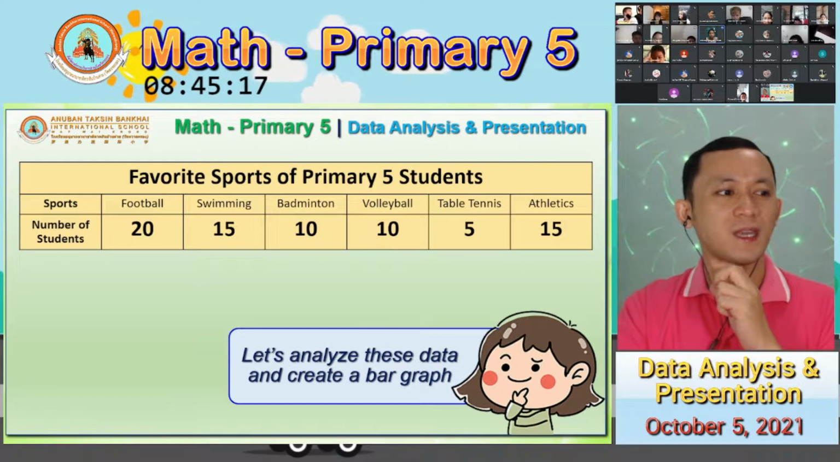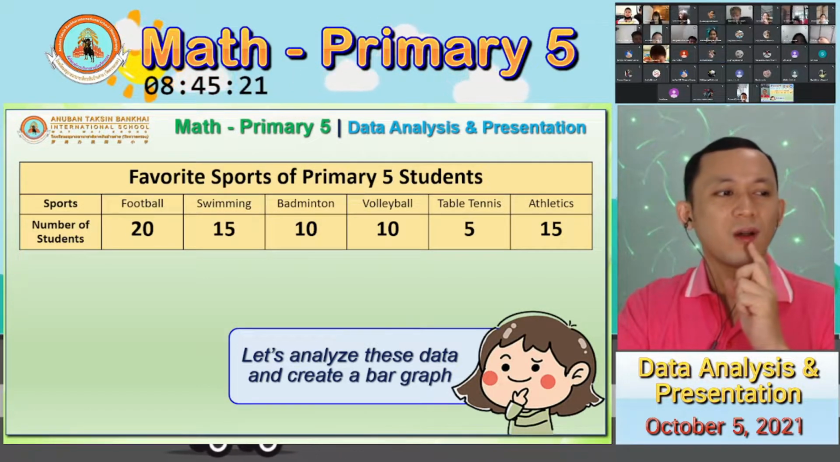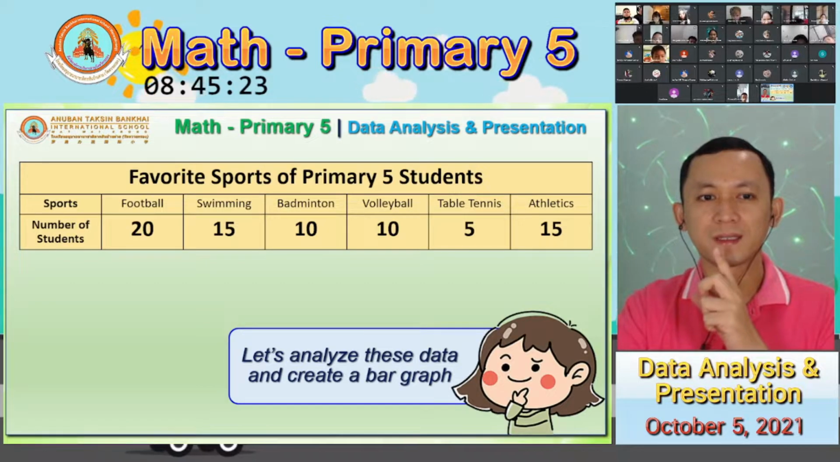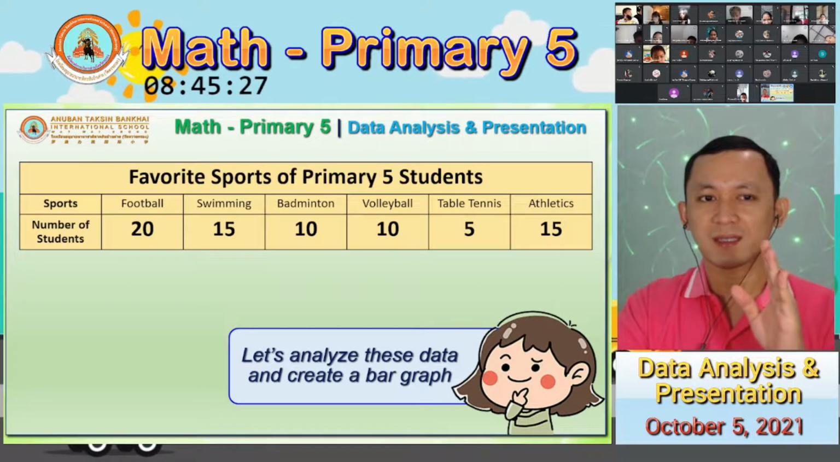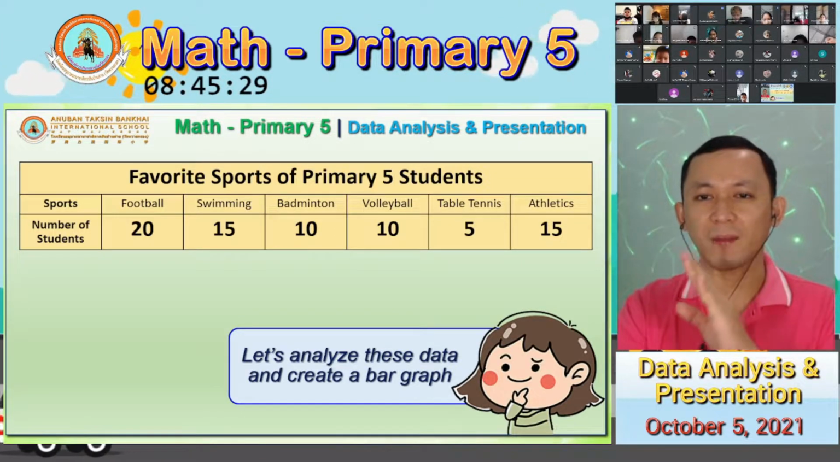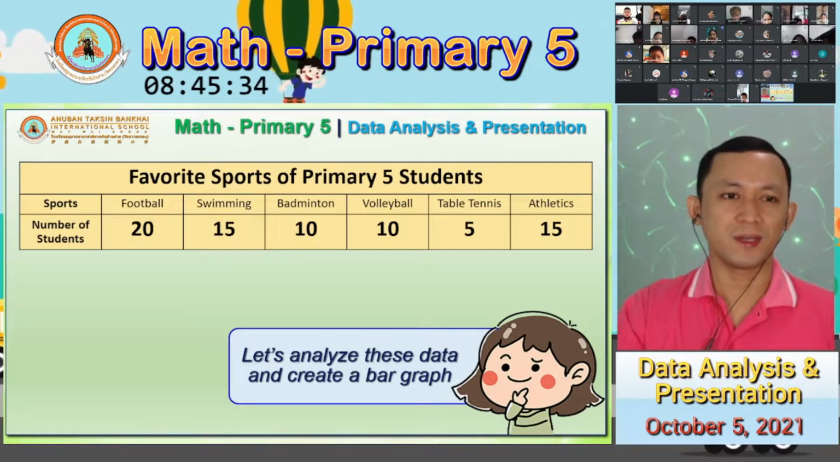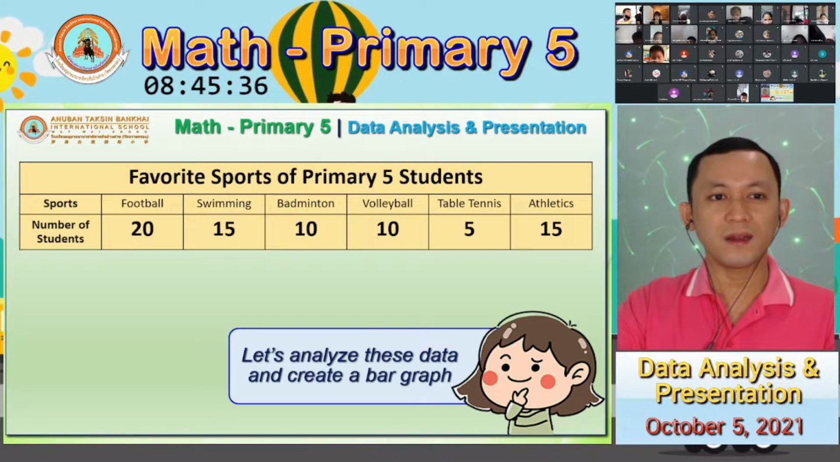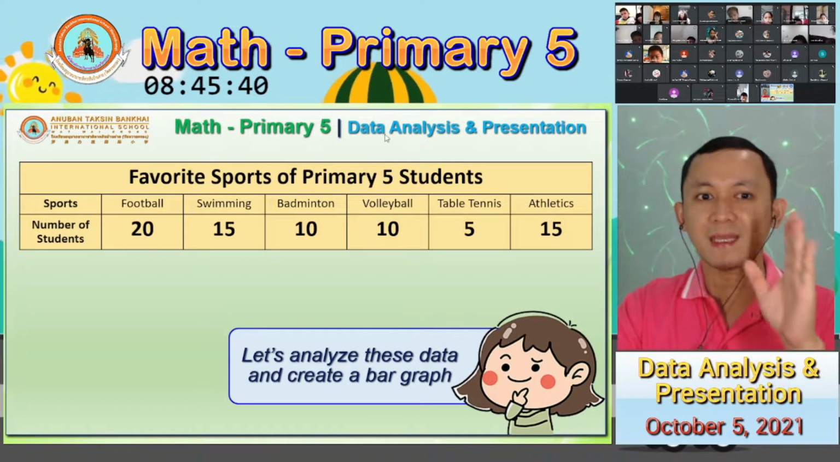Okay, who likes swimming? How many students like swimming? We have 15. How about badminton? 10. How about volleyball? 10. How about table tennis? 5. And how about athletics? 15. Very good. So those are the numbers.